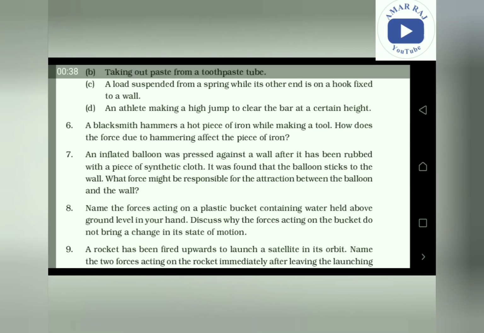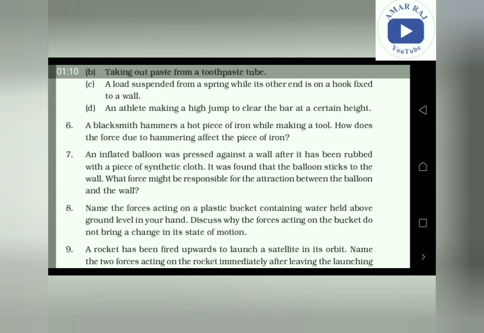A blacksmith hammers a hot piece of iron while making a tool. How does the force due to hammering affect the piece of iron? Since the hot piece of iron, as you know, becomes soft, hammering changes its shape. So how does the force due to hammering affect the piece of iron? The answer will be: the hammering changes the shape of the piece of iron.